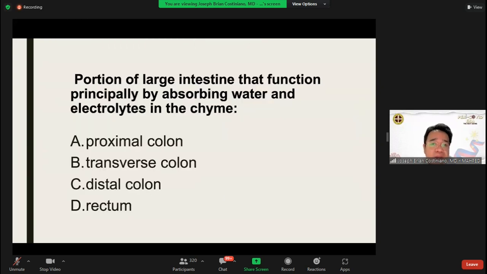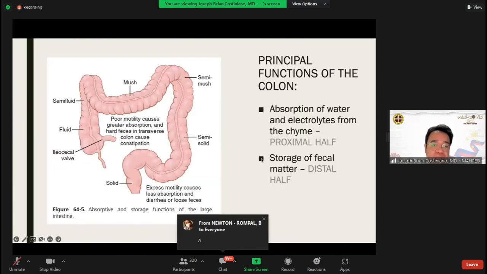Okay, I think I also asked this one last time. Portion of the large intestine that functions principally by absorbing water and electrolytes in the chyme. Is it A, proximal colon, B, transverse colon, C, distal colon, or D, rectum? So essentially, the question is asking, saan ba dito ang mas mataas yung absorption rate ng water and electrolytes? Is it in the proximal or in the transverse, distal, or rectum? Okay, very good. So the answer is, of course, letter A, proximal.